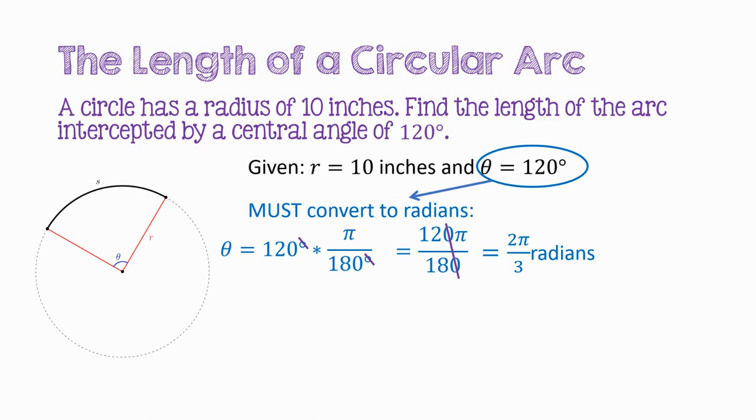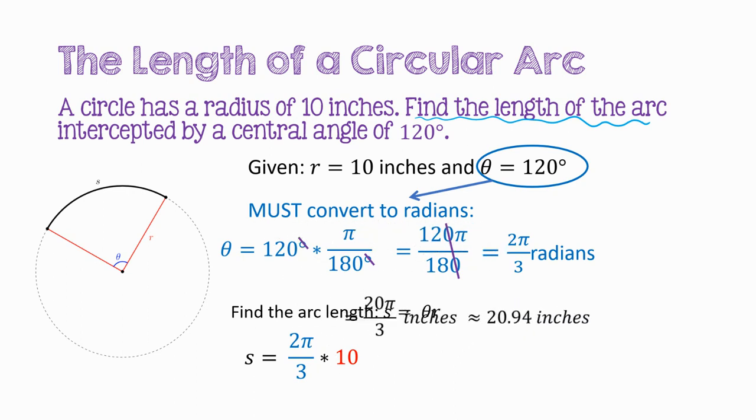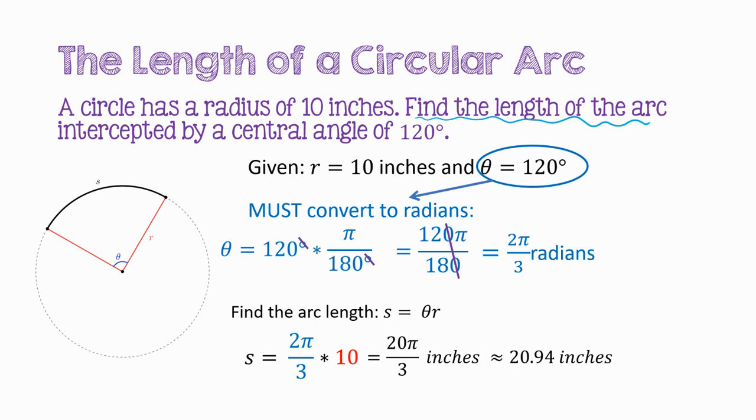So to find our arc length, that is the direction here. We can then say S equals theta times R. So S is going to equal 2 pi over 3 radians times our 10 inches. We go ahead and multiply. So then I get 20 pi over 3 inches. Now this is exact. But most of the time we don't describe inches in terms of pi. So we can then round to say 20.94 inches.